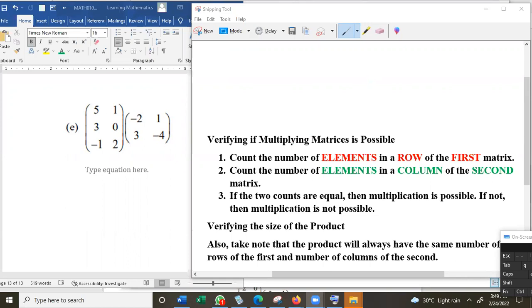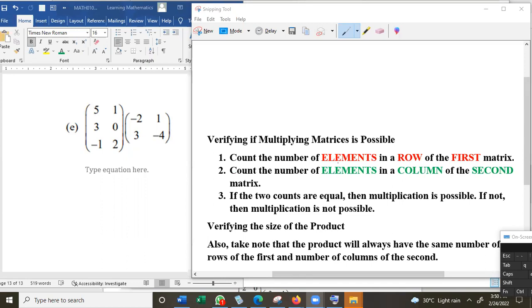Verifying if multiplying matrices is possible. It says count the number of elements in the row of the first. Can somebody please do that for me? How many elements do you see in the row of the first? Anybody? How many elements are there in the row of the first? Right, 1, 2.